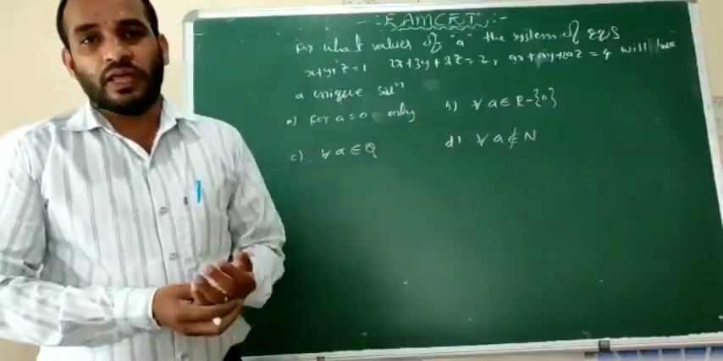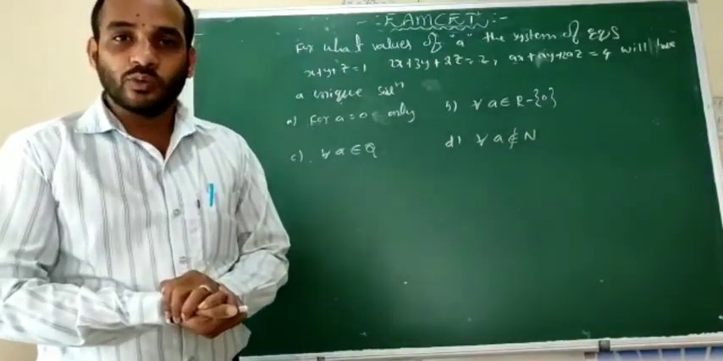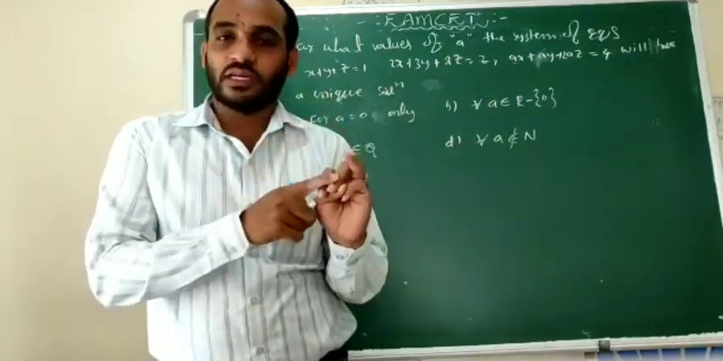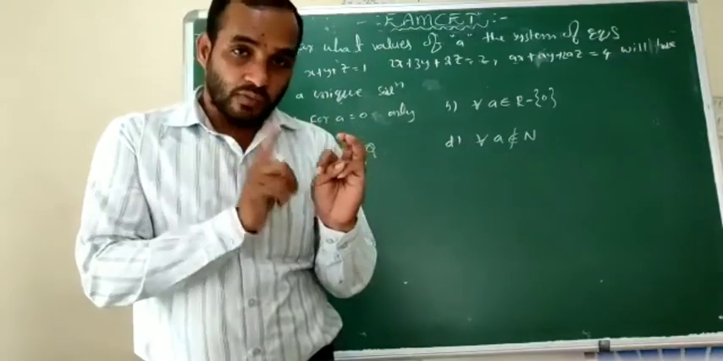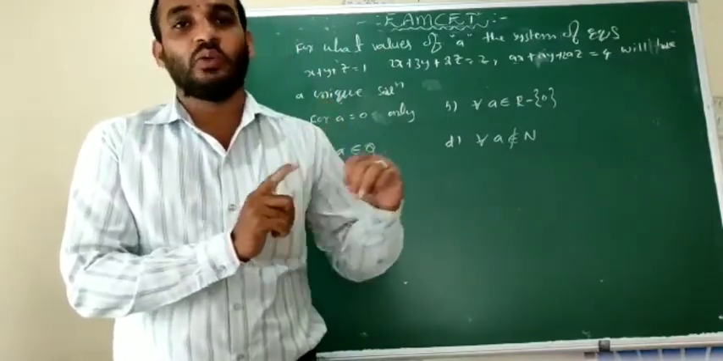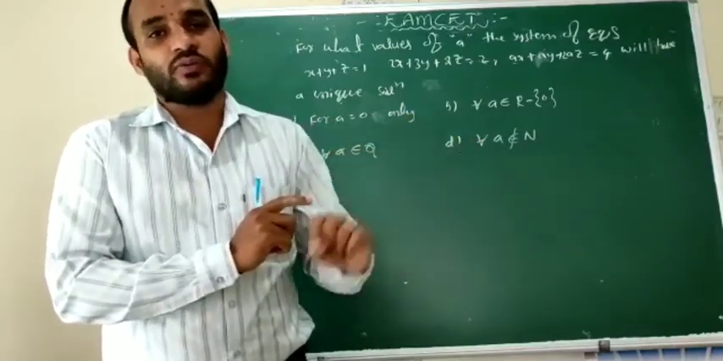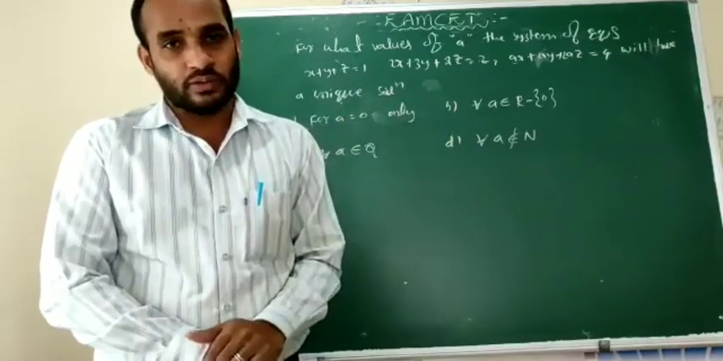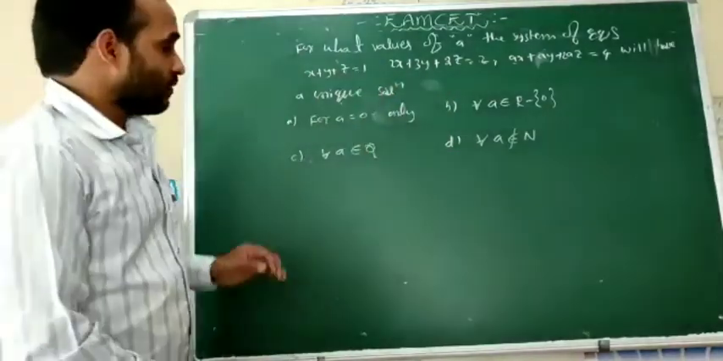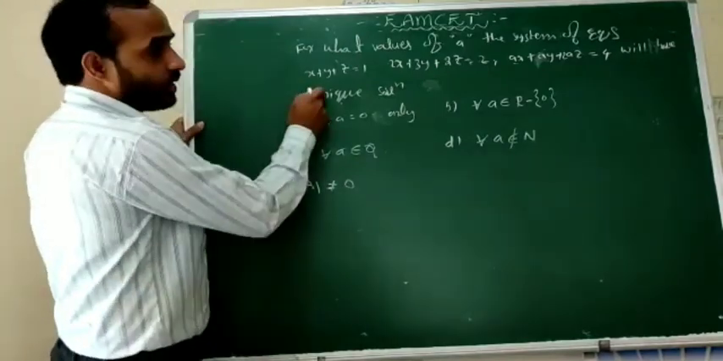These types of problems are non-homogeneous equations. Non-homogeneous equations have 3 types: unique solution, infinite number of solutions, or no solutions. For a unique solution, rank of A is equal to rank of AD is equal to the number of unknowns. Nothing but finding the determinant: determinant not equal to 0 is called a unique solution. According to your question, determinant not equal to 0, because of unique solutions.